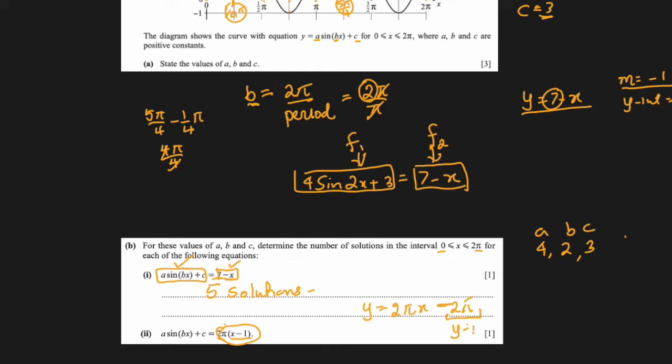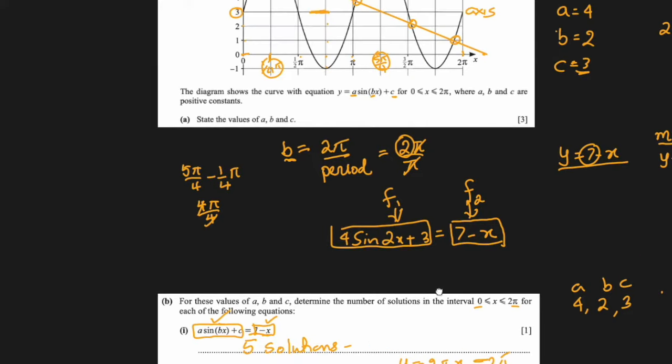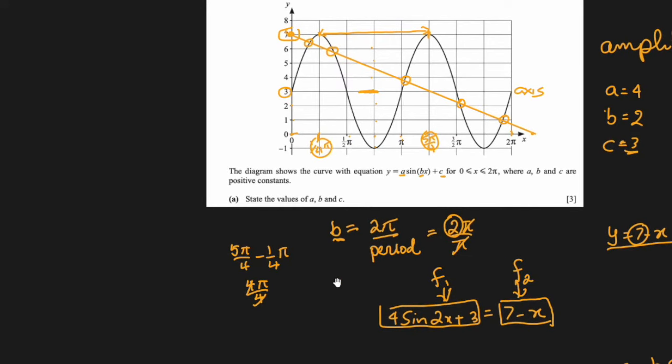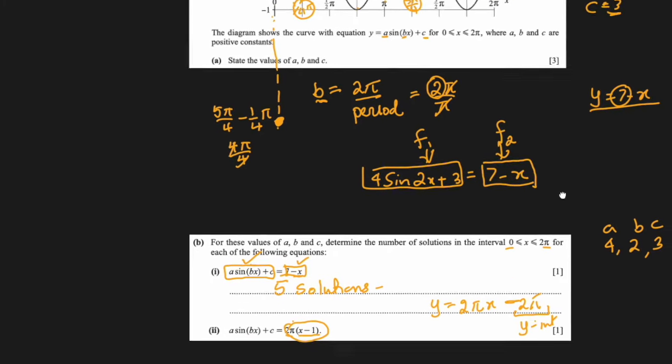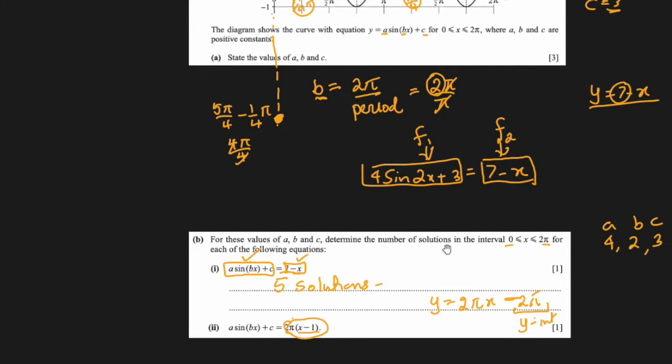Let's focus on this one first. So y-intercept is minus 2 pi. Minus 2 pi is minus 6.28, somewhere here, down there. Let's say somewhere here. The 7 is there, so 7 less than that here. Suppose this is here, minus 2 pi. And now our gradient has to be how much? 2 pi.